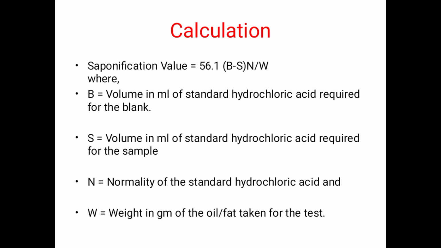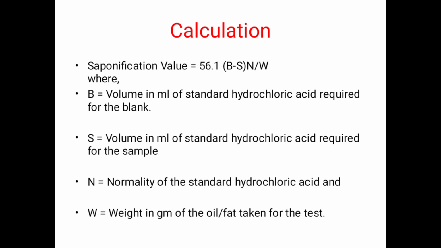Again, capital N is the normality of standard hydrochloric acid, and W is the weight in gram of the oil or fat taken for the test. The factor 56.1 is the molecular weight of potassium hydroxide. So you should remember this formula: saponification value equals 56.1 into (B minus S) into N divided by W. Remember the terms: what is B, what is S, what is N, and what is W.